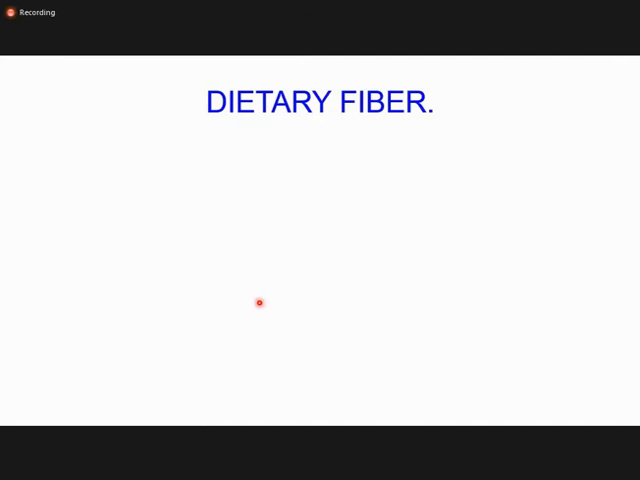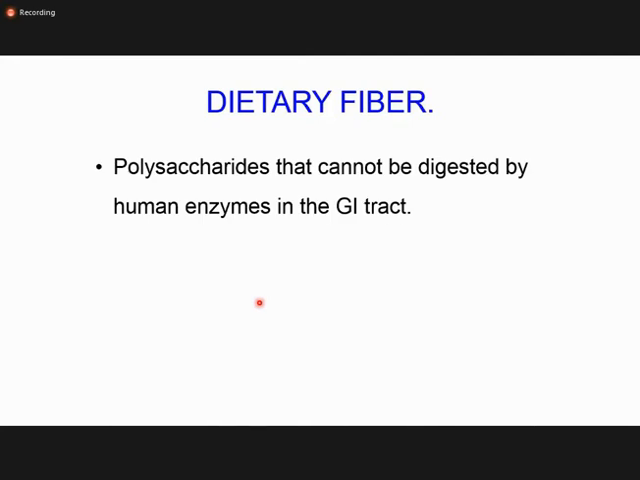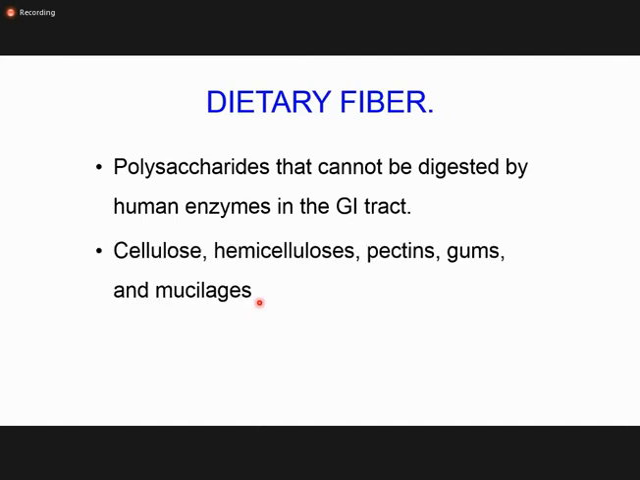Dietary fiber is another important discussion of today's discussion. Many people have been talking about dietary fiber and its importance in the diet. They are basically polysaccharides that cannot be digested by human enzymes in the GI tract. If you remember, the plant polysaccharides cannot be digested because we lack the enzyme. So they are basically polysaccharides that cannot be digested.